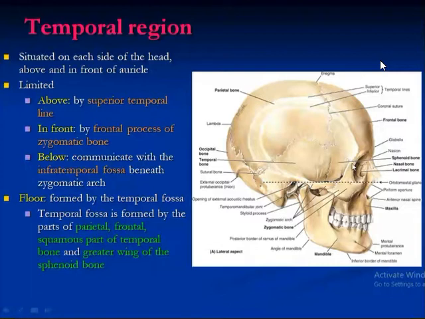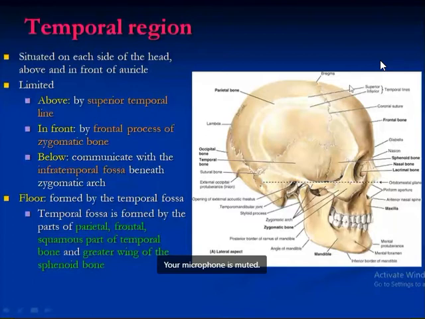Below, it is open. The temporal fossa will communicate with the infratemporal fossa through a gap present between the zygomatic arch and the side of the skull. I've already told you this in a practical class also, so you just have to recall all those parts. The next one is the floor.